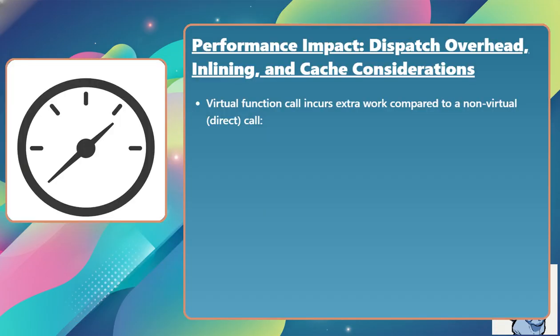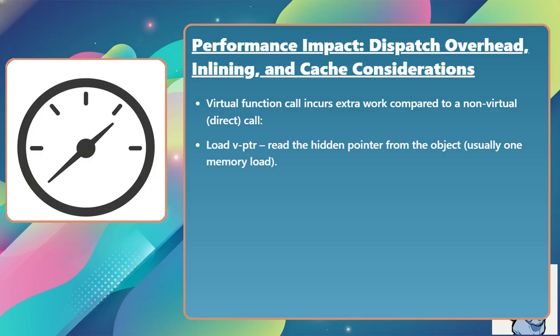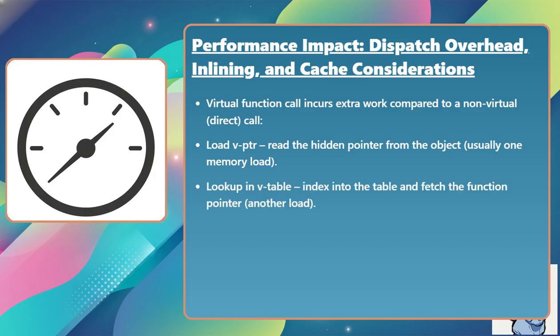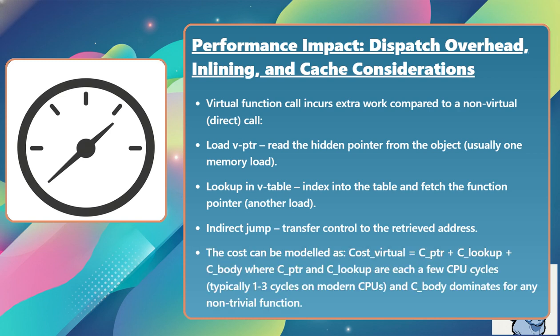A virtual function call incurs extra work compared to a non-virtual direct call. Load v-pointer: read the hidden pointer from the object, usually one memory load. Lookup in v-table: index into the table and fetch the function pointer, another load. Indirect jump: transfer control to the retrieved address. The cost can be modeled as C_virtual = C_ptr + C_lookup + C_body, where C_ptr and C_lookup are each a few CPU cycles, typically 1 to 3 cycles on modern CPUs, and C_body dominates for any non-trivial function.